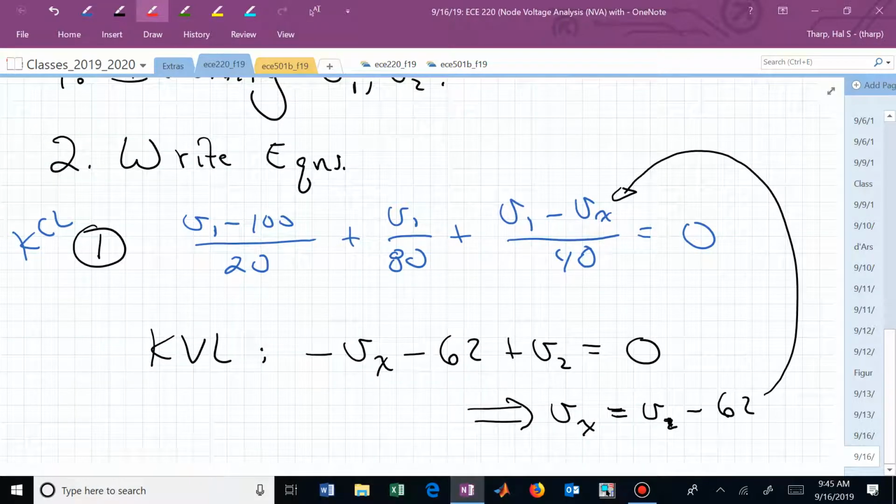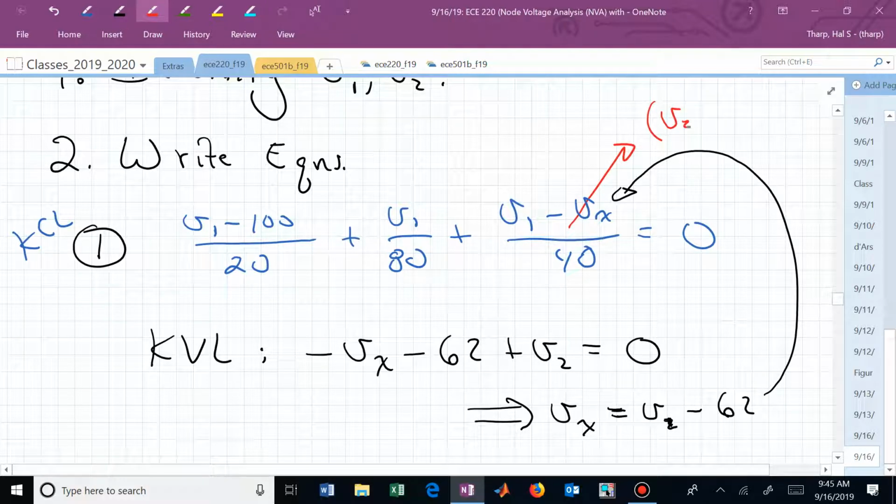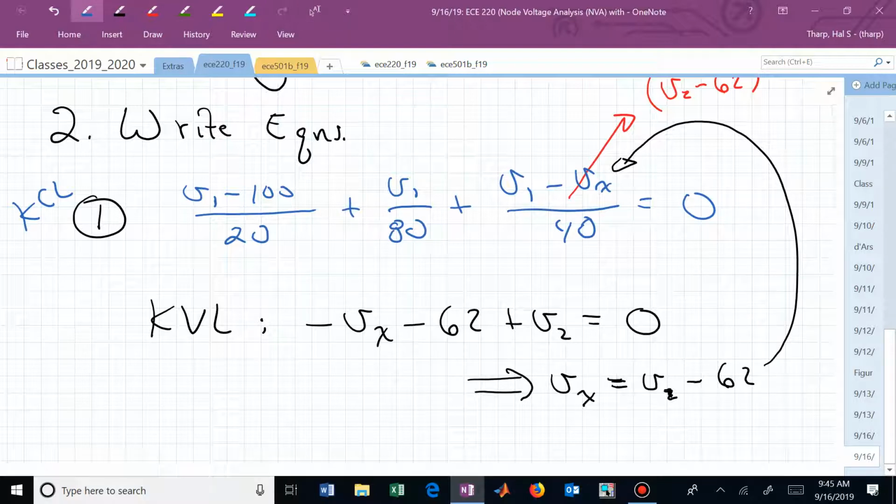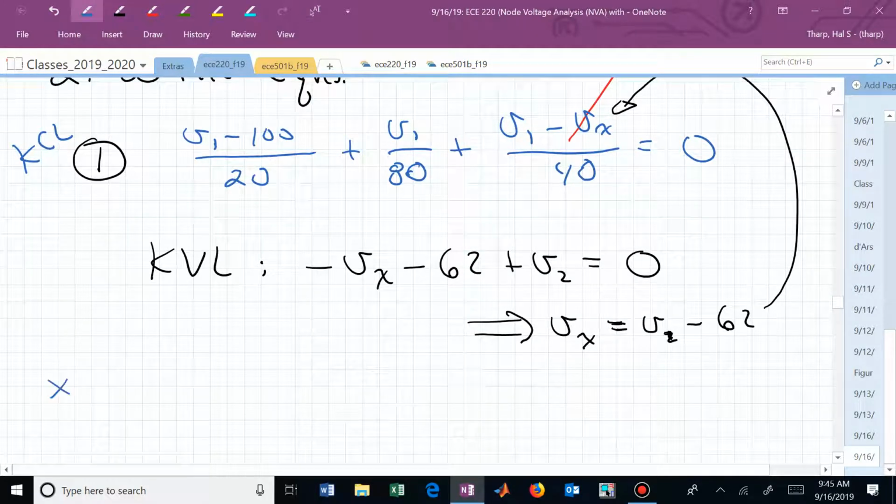So now this V sub x I'm going to replace with V sub 2 minus 62. And now I have one equation and two unknowns. I'm going to try to find my next equation. Well, let me clean this up a little bit. If I multiply everything in that equation by 80, I'm going to clear the fractions.